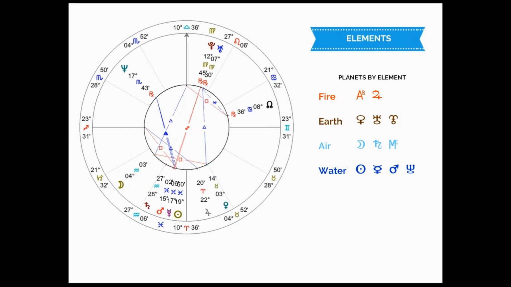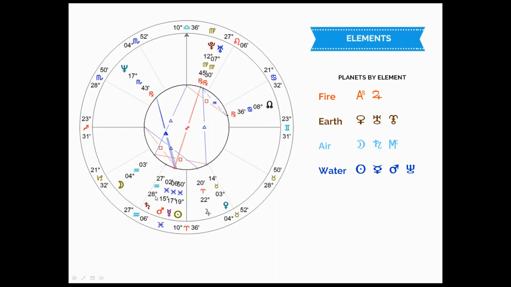So how does this chart break down by element? Well, we can see there are not a lot of planets in fire signs. The ascendant is in Sagittarius. That's a fire sign. Jupiter is in Aries, another fire sign. The other fire sign is Leo, and we don't have any planets in that sign. So only 2 things in fire. The earth signs, which we'll find in brown, Venus in Taurus, Uranus and Pluto in Virgo, nothing in Capricorn. So 3 planets in earth.